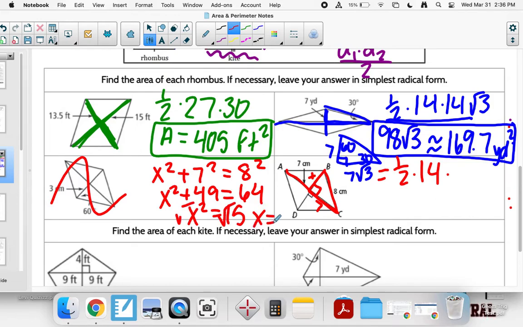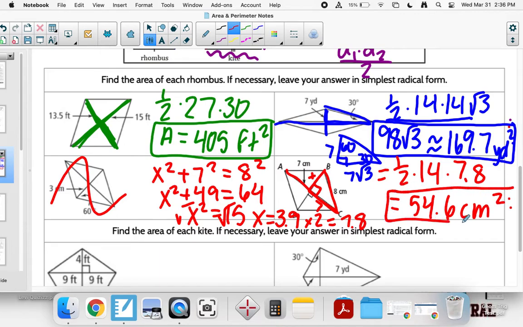I got 3.9. Good. Glad you did it. So does that mean my whole diagonal is 3.9? No. What do I have to do to that? Times it by 2. Yeah, 3.9 times 2 is 7.8. So if we take 7.8 times 7, 54.6 centimeters squared.